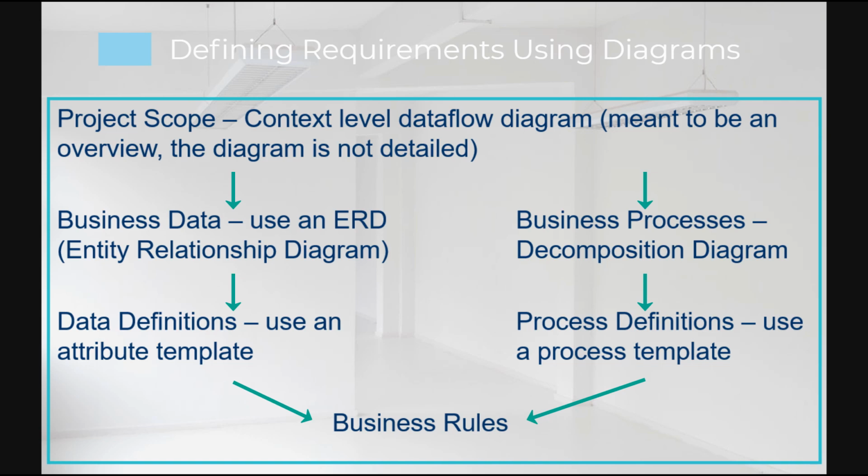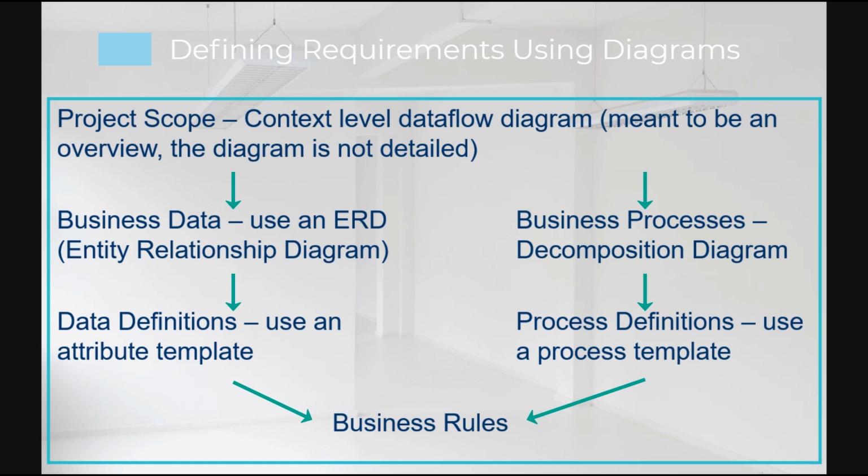During project scope time, you can use context level data flow diagrams, which are meant to be an overview. The diagram is not detailed, but it's a great way to help identify the scope of the project. When you're looking at business data, you can use entity relationship diagrams to help you figure that out. And data definitions can be defined using an attribute template.